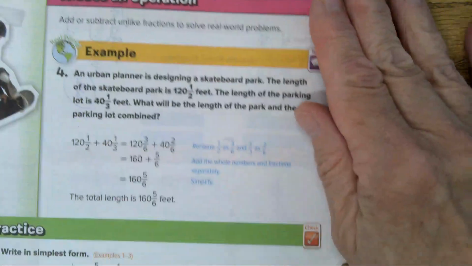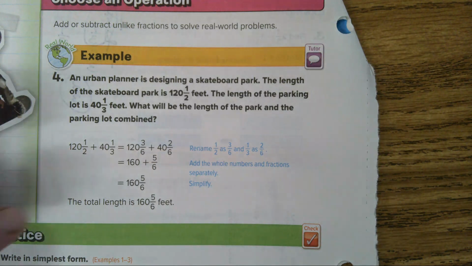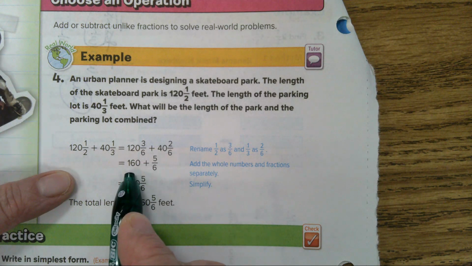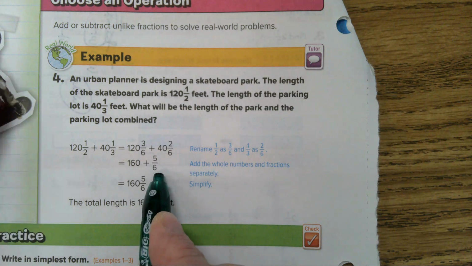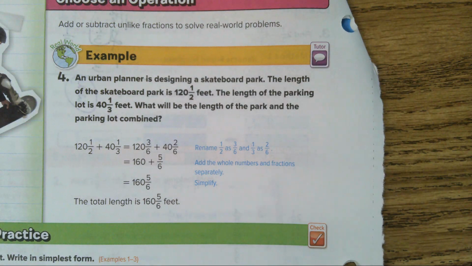In number 4, an urban planner is designing a skateboard park. The length of the skateboard park is 120.5 feet. The length of the parking lot is 40 1/3 feet. What will be the length of the park and the parking lot combined? You add them together. 120 plus 40 is 160. 3/6 plus 2/6 is 5/6, and the answer is 160 and 5/6.